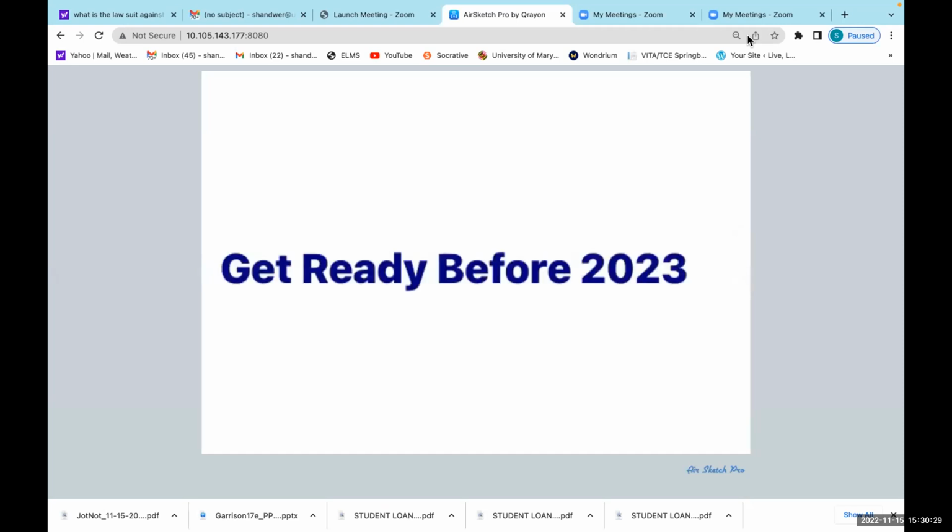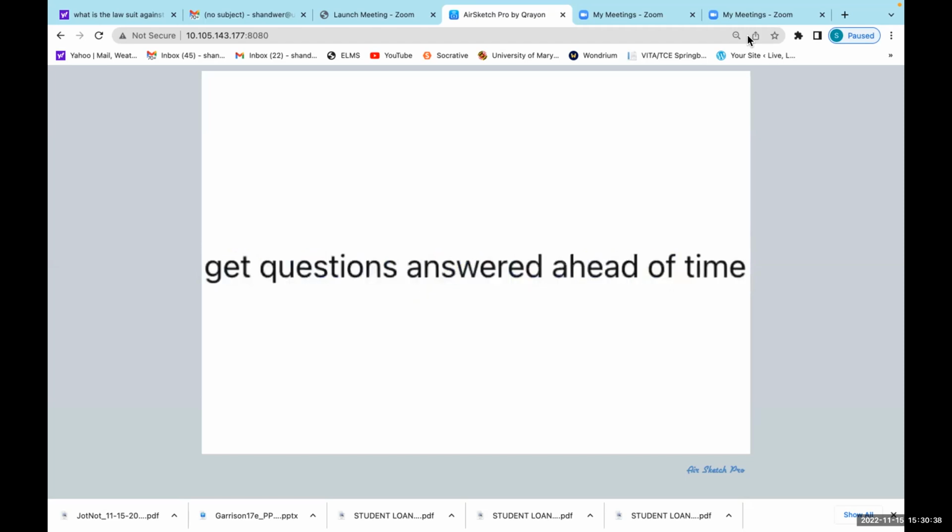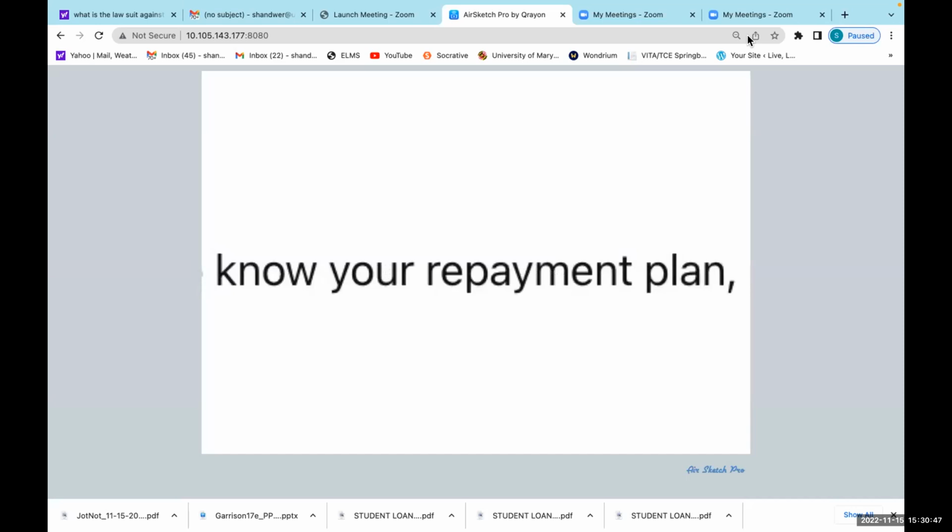Getting ready before 2023, of course, is if you do have to start paying January 1. If it gets deferred and pushed back again, you'll just plan for when the new start date would come. And you would get questions answered ahead of time from your loan service provider. Find out where your status of loan is. Know what repayment plan you're in or scheduled to be in, so that when the repayment starts, if you need to adjust your repayment plan, you know what you have, and you know how to fix it or to begin some other option, which there are many.